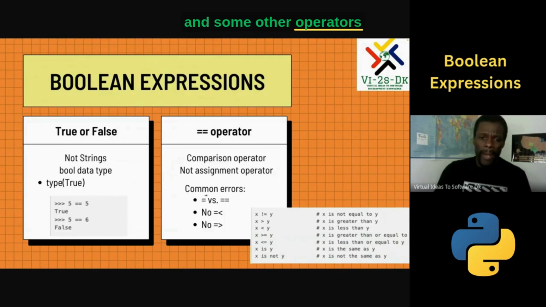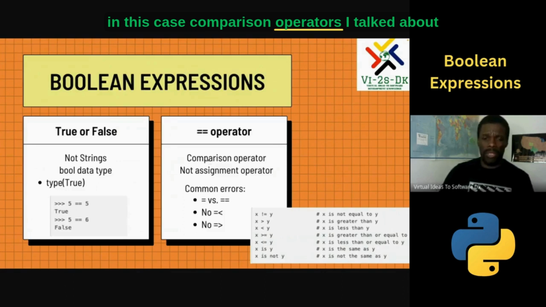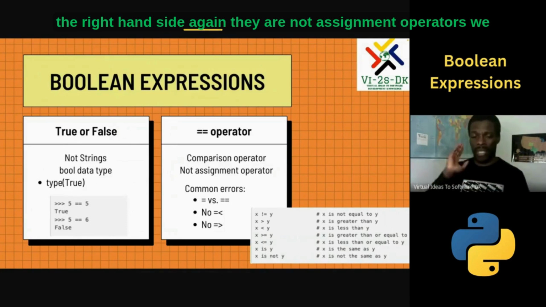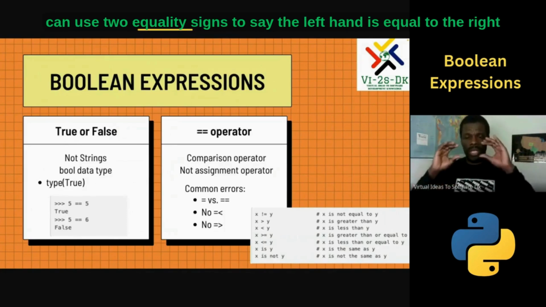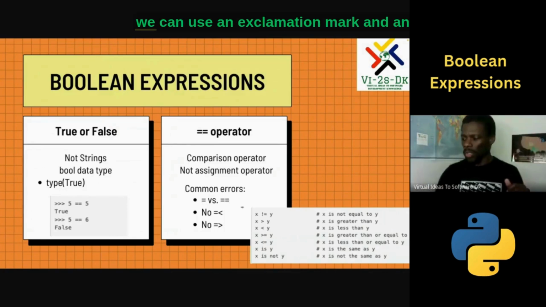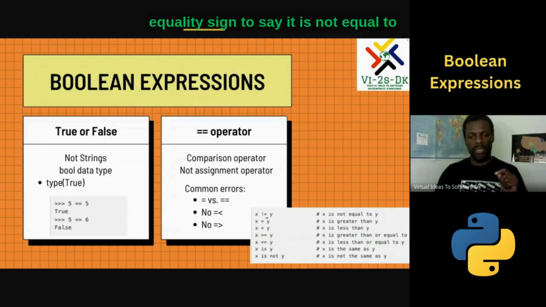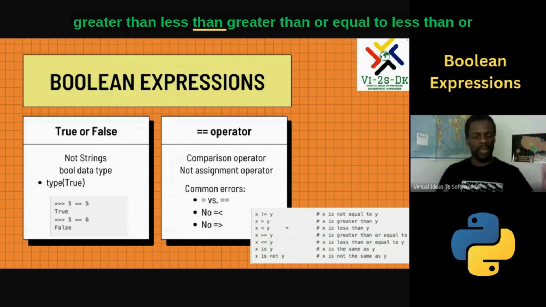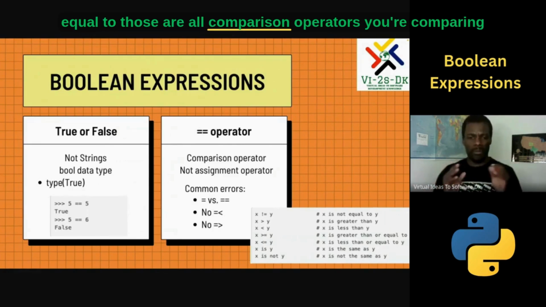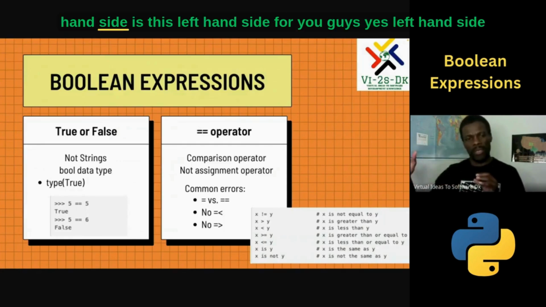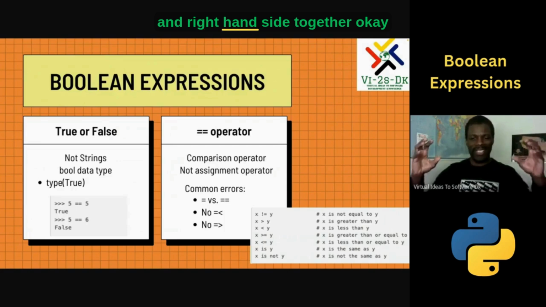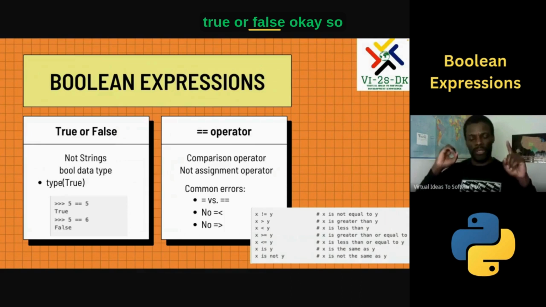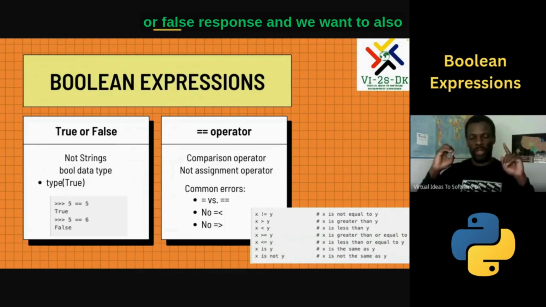And some other operators, in this case, comparison operators. I talked about logical operators, we'll talk about them in the next slide, but there's also comparison operators to compare the left-hand side and the right-hand side. Again, they are not assignment operators. We can use two equality signs to say the left hand is equal to the right hand, or we can use an exclamation mark and an equality sign to say it is not equal to. There are a bunch of other examples: greater than, less than, greater than or equal to, less than or equal to. Those are all comparison operators. You're comparing the left-hand side and right-hand side together, okay? And based on that comparison, the result is either true or false, okay? So based on that comparison, it gives you a true or false response.